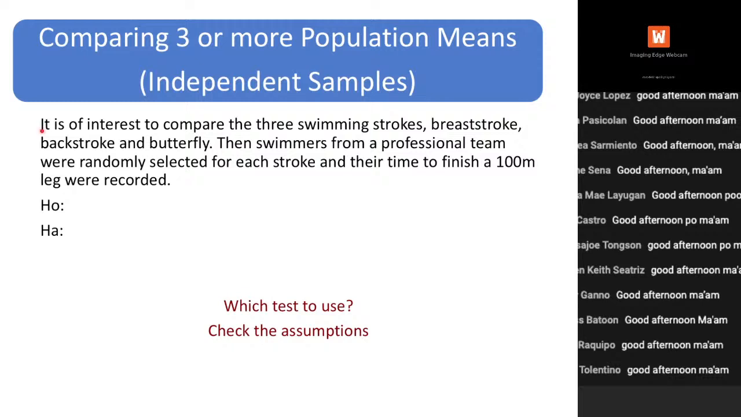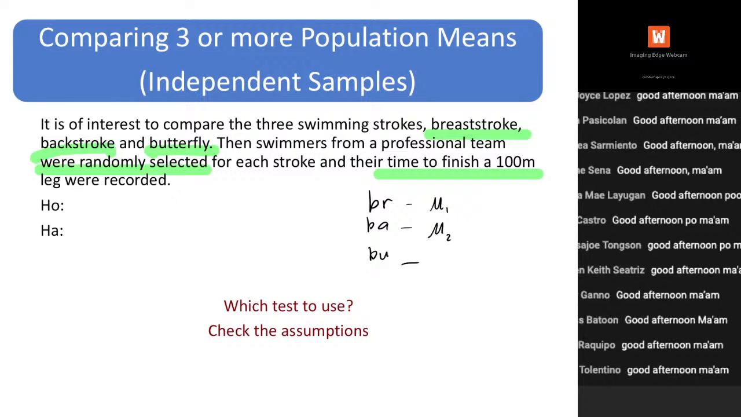For example, it is of interest to compare three swimming strokes: breaststroke, backstroke, and butterfly. Swimmers from a professional team will be randomly selected. Let's underline the keywords again: randomly selected, time to finish, so the data is quantitative. And three strokes: breaststroke, let this be the first population, backstroke, and butterfly. So three groups. Let's use the abbreviations breaststroke, backstroke, and butterfly. This one has its own mu, and this one has mu 2.